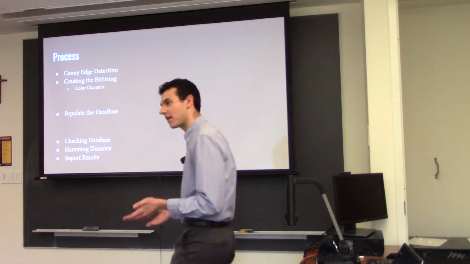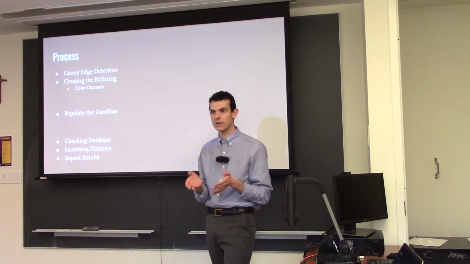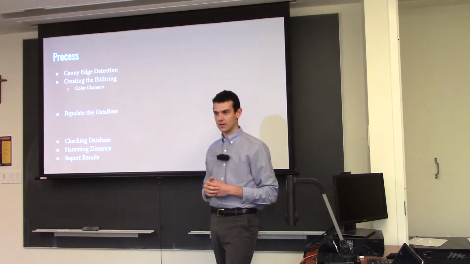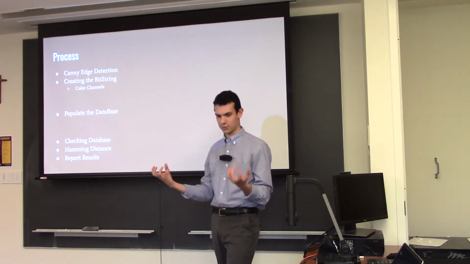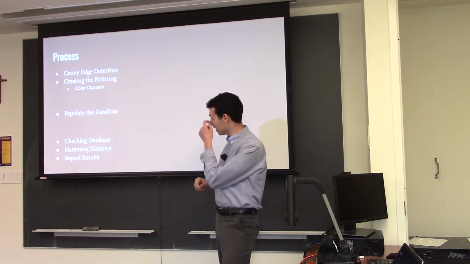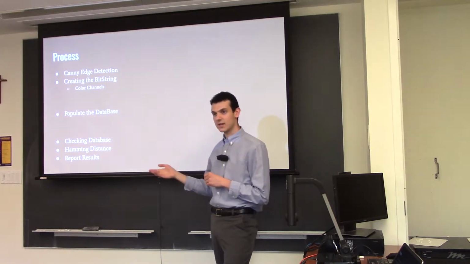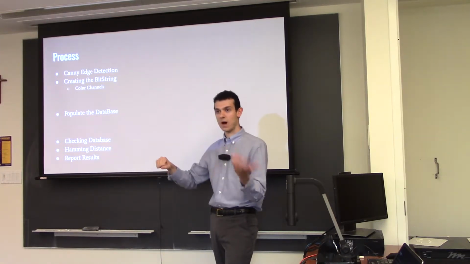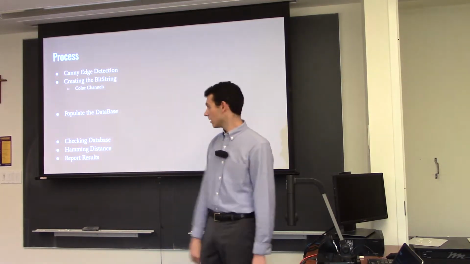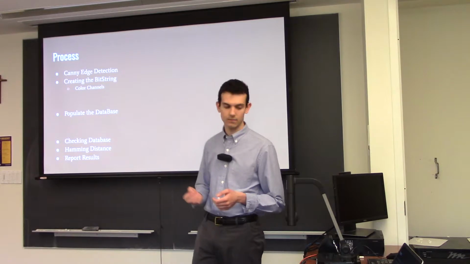So to go through the process of how it works, I start with Canny edge detection, which is how I actually find the card within the picture. I create the bit string using the algorithm for turning the photo into an actual thing. Color channels, I'll get into that in the next slide. I populate the database, and then we check the card coming in against the populated database to see if there's a match. And then we check the Hamming distance to actually do the matching. And then finally, we report the results back to the user to see if we have a match or not.